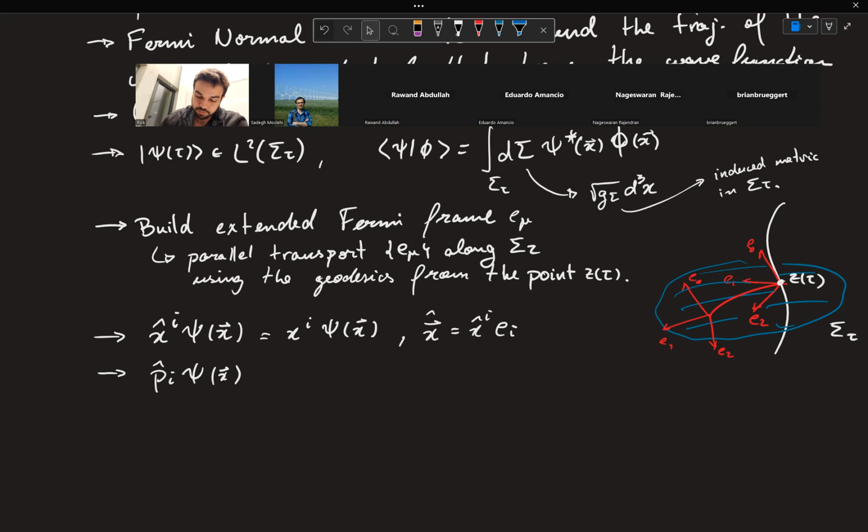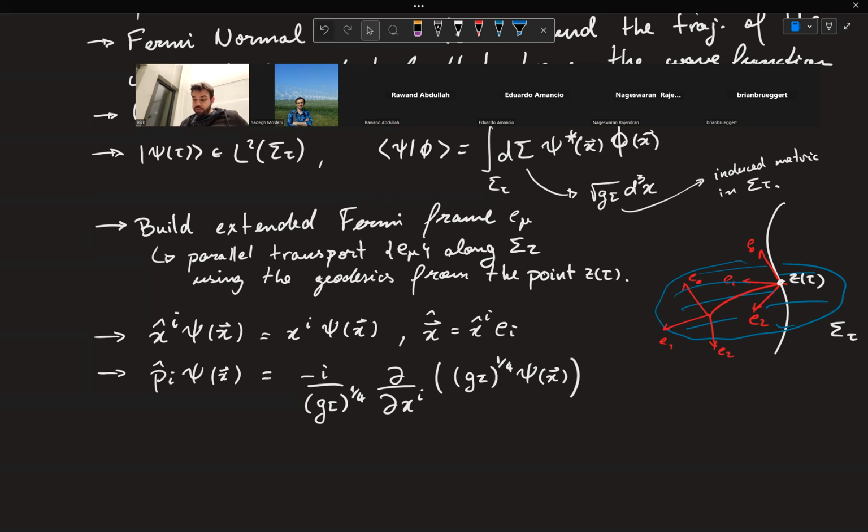acting on psi. This will be a little bit more weird. It will be minus i g sigma to the 1/4 partial xi g sigma to the 1/4. Again, g sigma is the square root of the determinant of the induced metric. Cool, but then you're going to have these two terms, and the justification for the first one is that these match proper distance from z of tau.